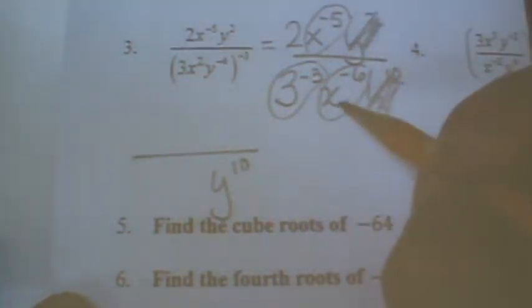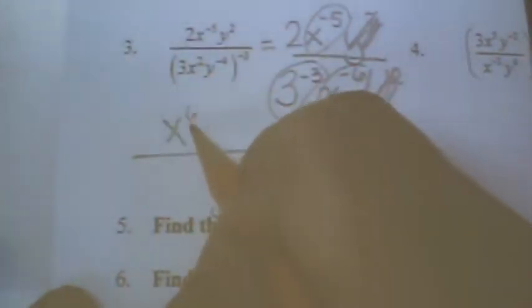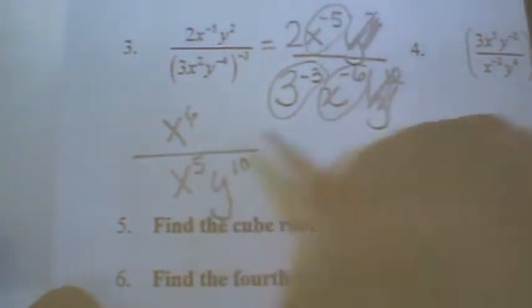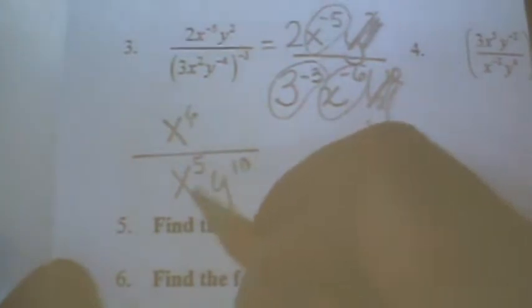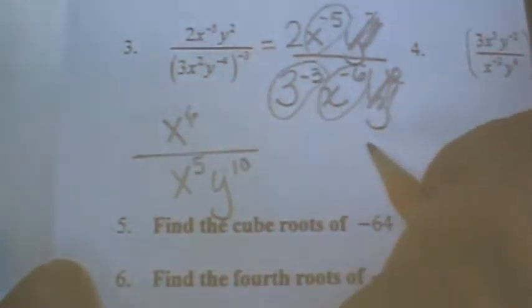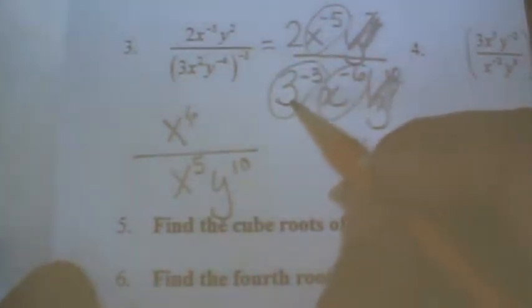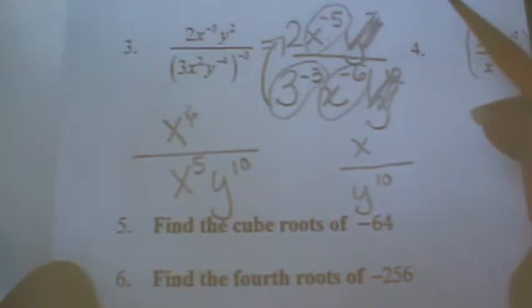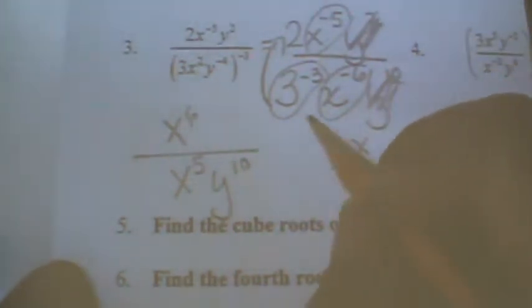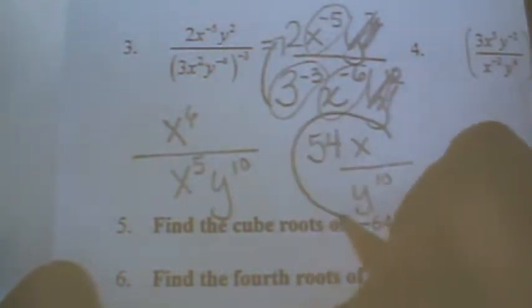Now, what about these x's? What's gonna happen to them? This is gonna come up, and I heard it, there's only gonna be one x. Where is that one x gonna be? At the top. So if you wanna just cross it out and write x to the 1st on top and y to the 10th. Now, what happens to this 3 to the negative 3rd? It goes up. What is another name for 3 to the 3rd? 27, and what's 27 times 2? 54. So that's your answer for that one.